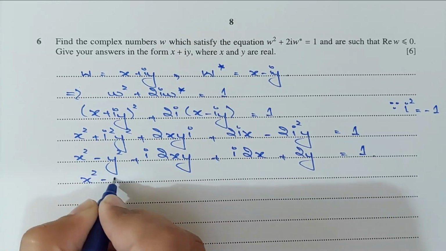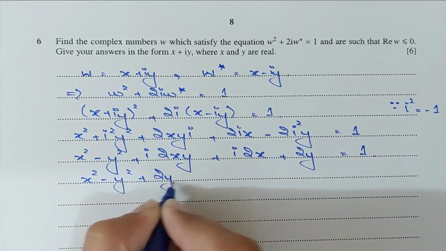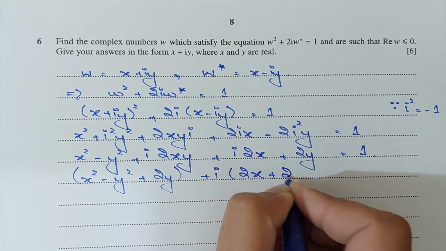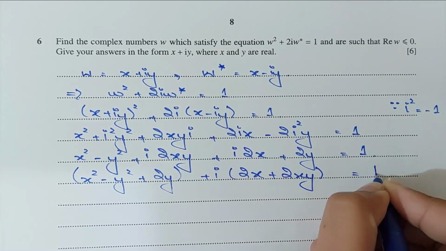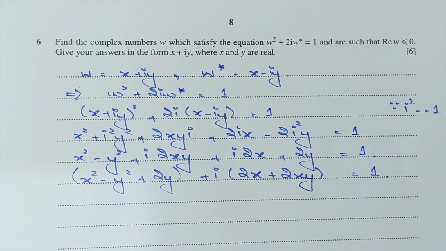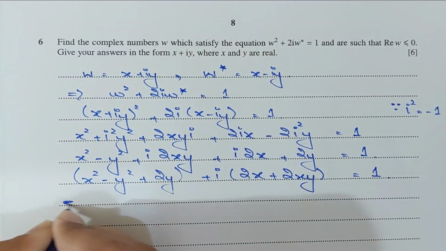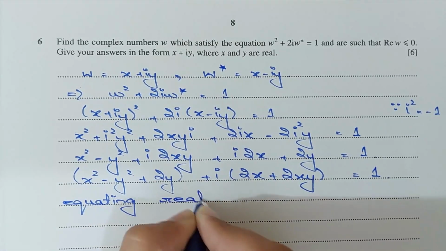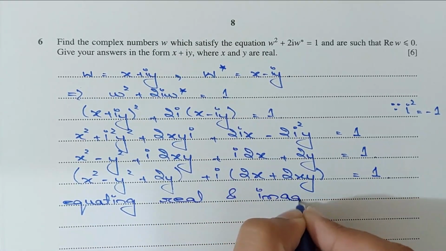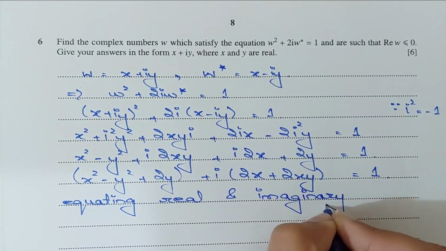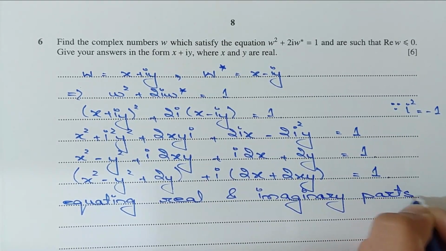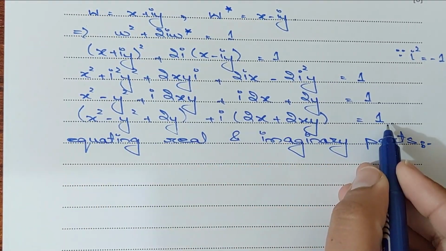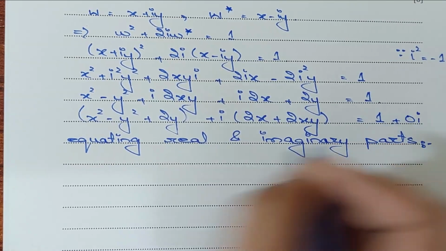The real part is x squared minus y squared plus 2y. This is the real part, and plus i times the imaginary part, which is 2x plus 2xy. This is equal to 1, right? Now let me compare, equating the real and the imaginary parts, right? Okay, so this part is real and 1 is real, and here the imaginary part is 0i.